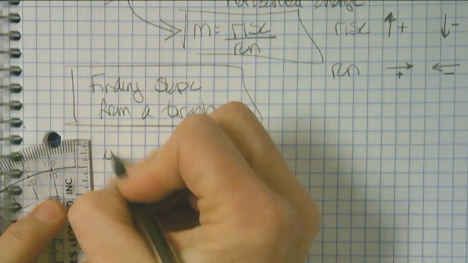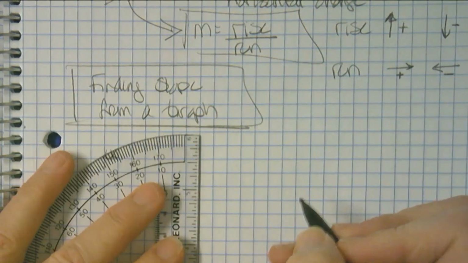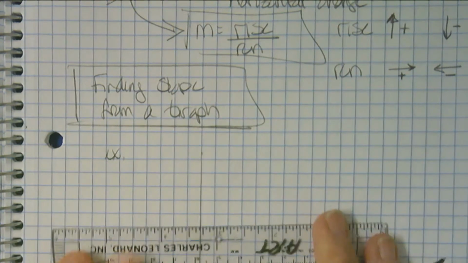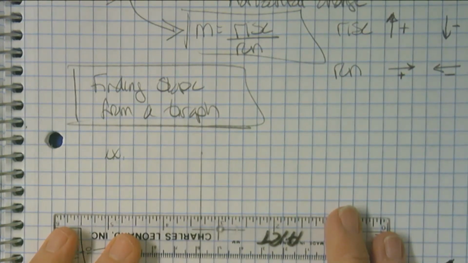All right, so here's my example. Let's draw this graph. If you like colors, use colors. That's fine with me.